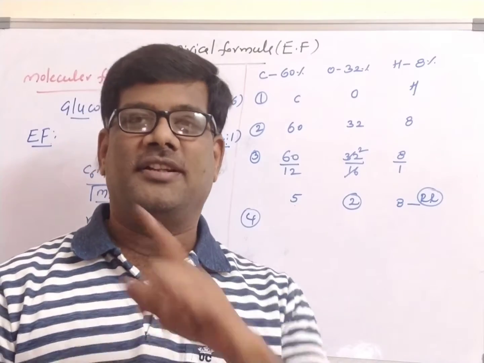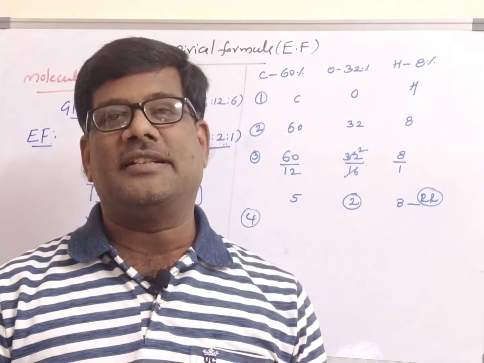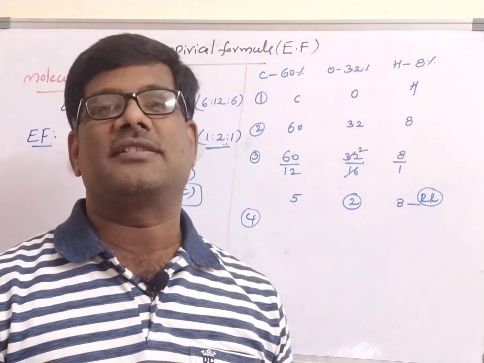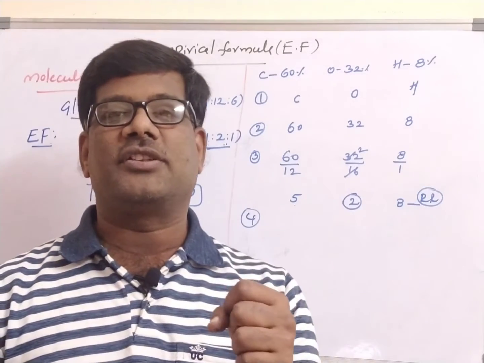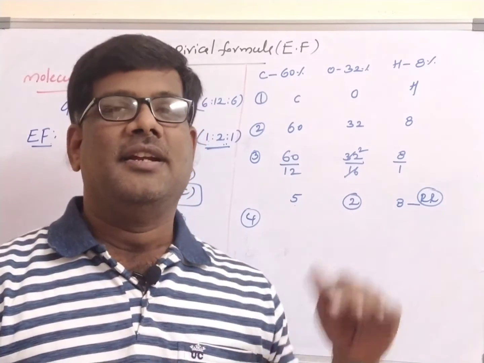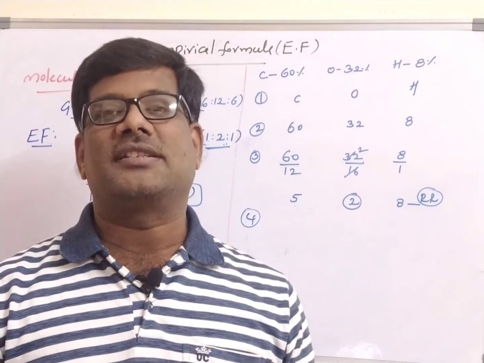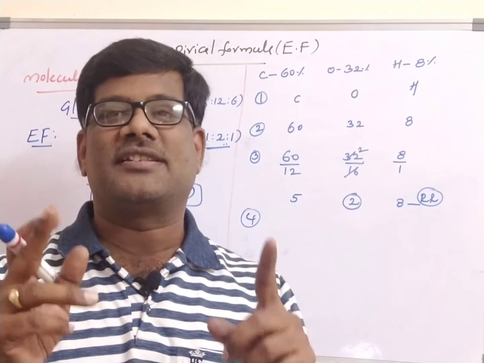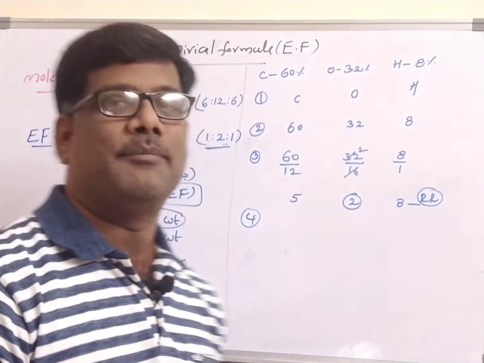What is the empirical formula? The simplest ratio of the atoms is called the empirical formula. How will you get the simplest ratio? After getting the relative ratio, you divide all the relative ratios with the smallest relative ratio. Then you will get the simplest ratio. That simplest ratio is called the empirical formula.